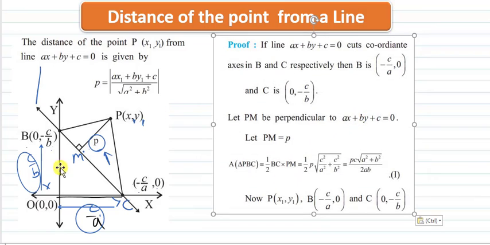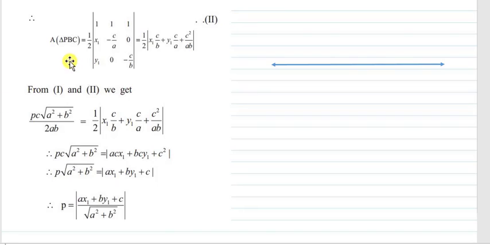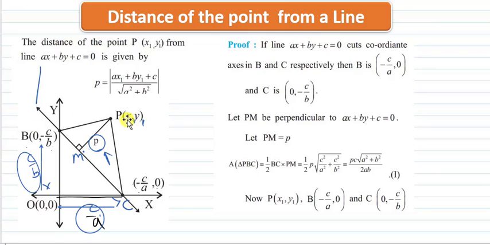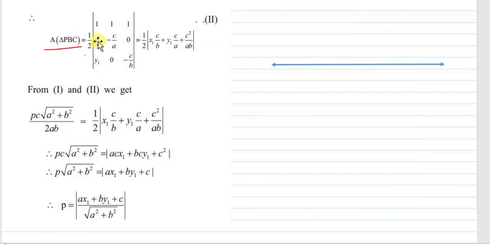Okay, so next page. Here, after applying the determinant formula for finding the area of triangle PBC, I will get half of the same x1, y1. The coordinates of the second point will be here. First point is x1, y1. Second point is minus c by a, 0. Third point is 0, minus c by b. Here they have applied the same. After solving this, I will get this. Let's suppose it is equation 2.